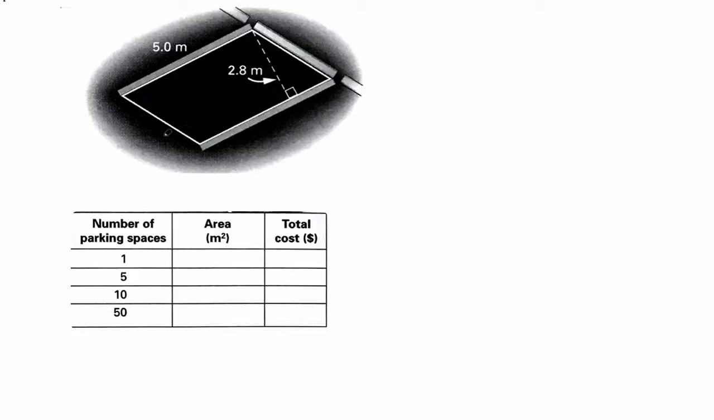So here's an example of the parking space, right? We have 5 meters here, but this 5 meters is the same thing as this, because they're parallelograms. So then the area for the one parking space is going to be the base, which is 5 meters, multiplied by the height, which is 2.8 meters. If I multiply this through, I end up getting 14 meters squared.